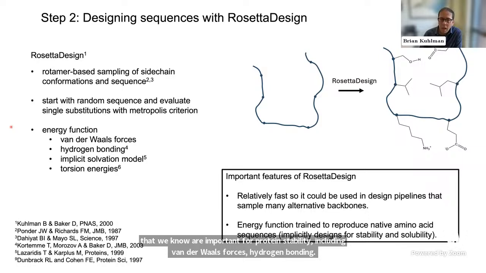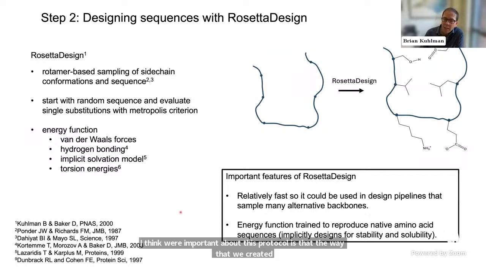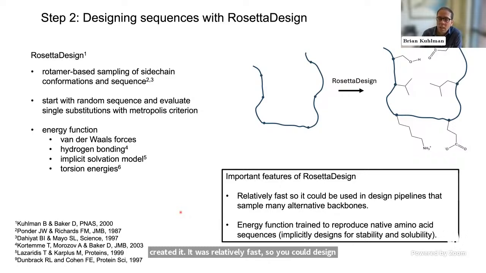And some of the things that I think were important about this protocol is that the way that we created it, it was relatively fast. So you could design a new sequence for a whole protein in just a few minutes on a single CPU. And so what this allowed us to do is we could run it on many different protein backbones.